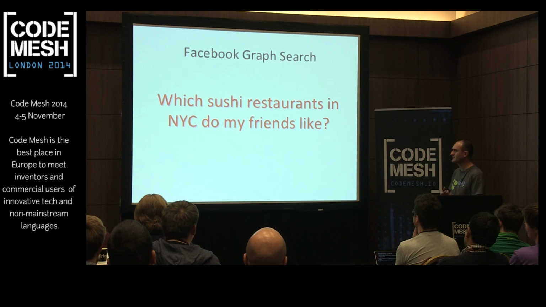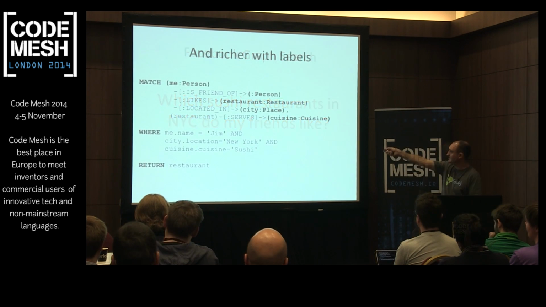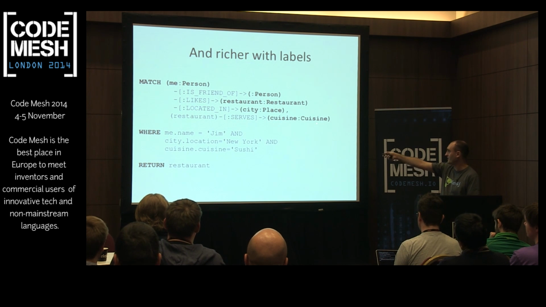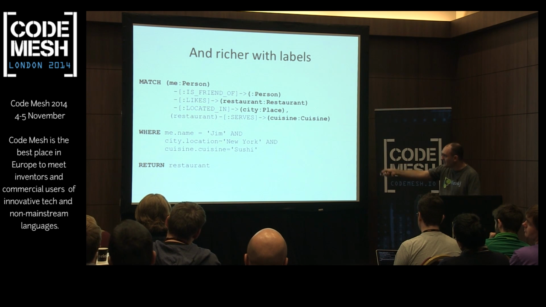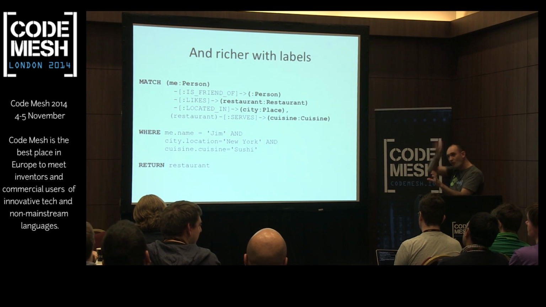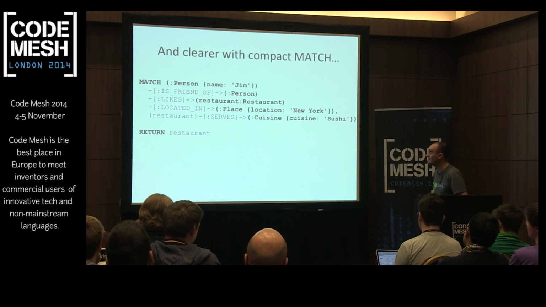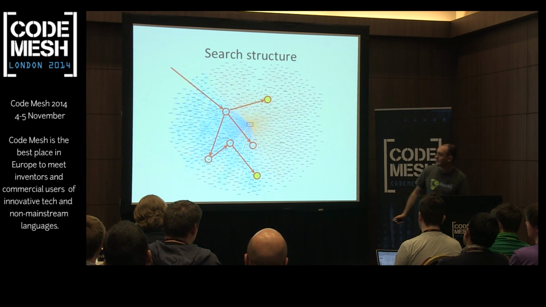So in fact, if you wanted to ask the question, in which sushi restaurants do my friends in New York City like some restaurant located in a place where that restaurant serves a particular cuisine, tie some of these things down into the graph, so pin down New York, pin down sushi, and pin down me, and tell me where the patterns match around that graph. And in fact, you can even simplify that. Why is this so good?